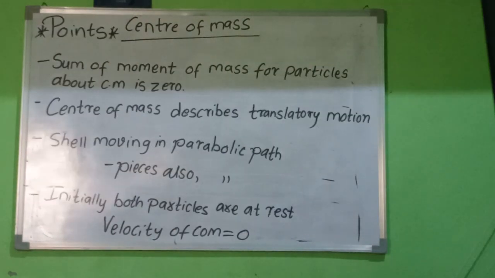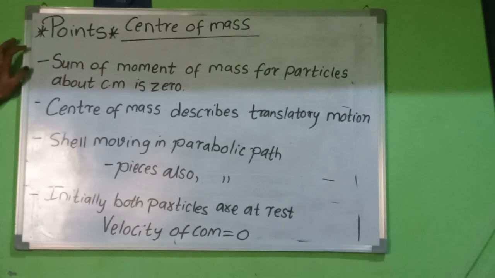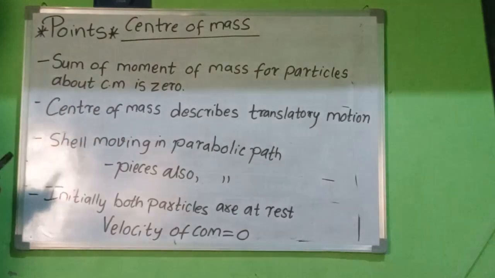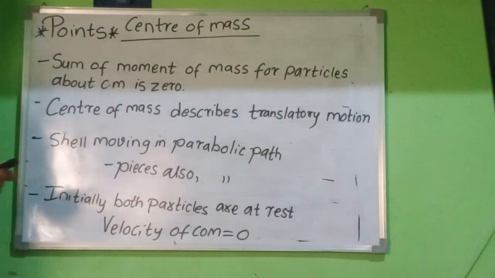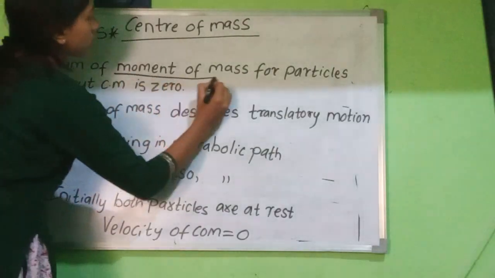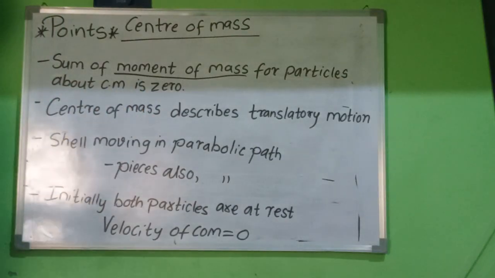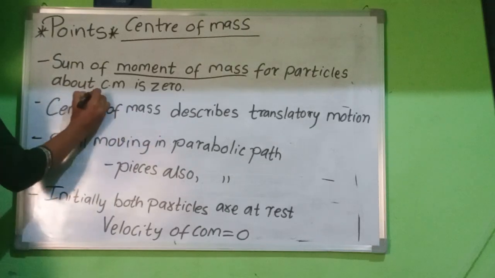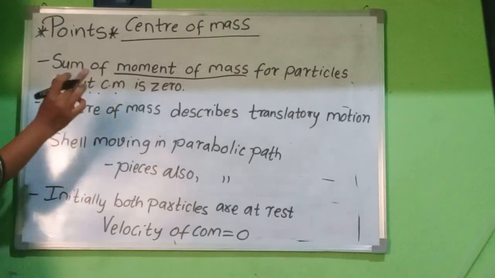Here are some important points about the center of mass. For more clarity, we must know that the sum of moments of mass of particles about the center of mass is 0. The moment of mass of the particles about the center of mass is zero.